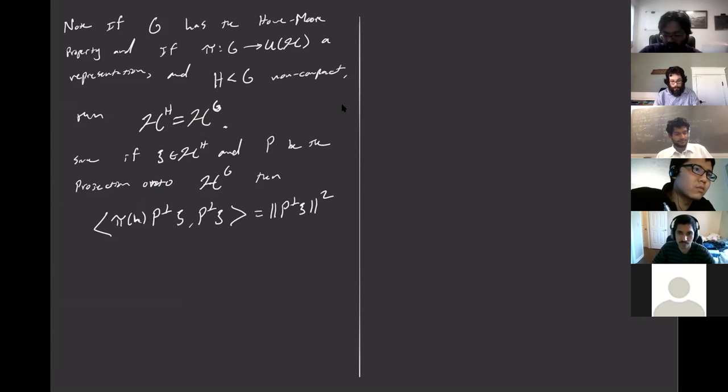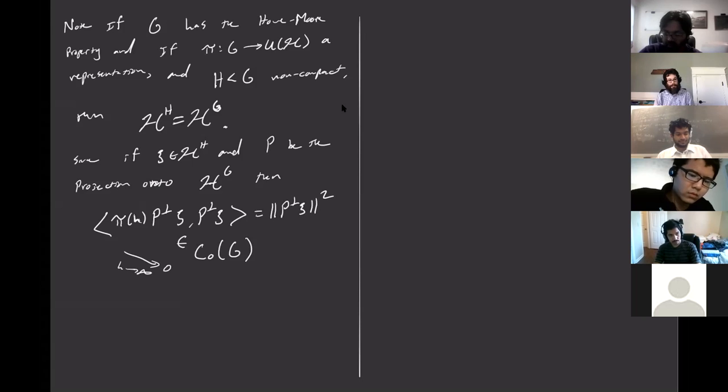But on the other hand, we know that this is a C0 function. So it vanishes at infinity on G, and H is non-compact. So we know that therefore this goes to zero as h tends to infinity. So that says that this vector xi has to already be inside the G invariant vectors. So this is a nice consequence of the Howe-Moore property. If you have any non-compact subgroup of your group, as soon as you know a vector is fixed by that subgroup, you know it's fixed for the whole group.